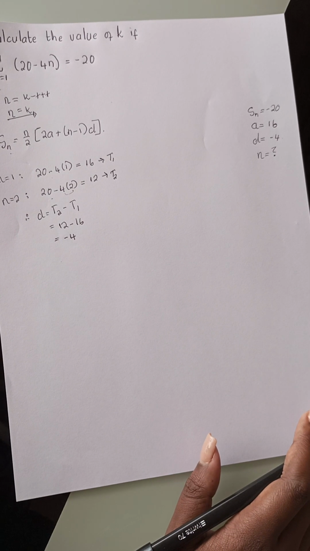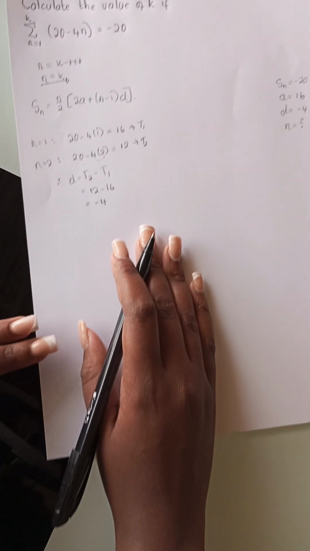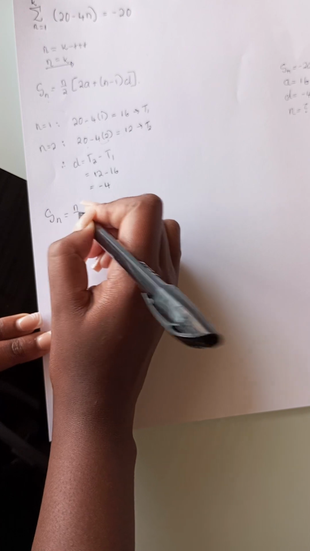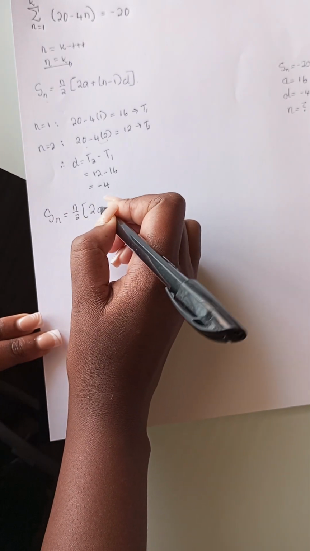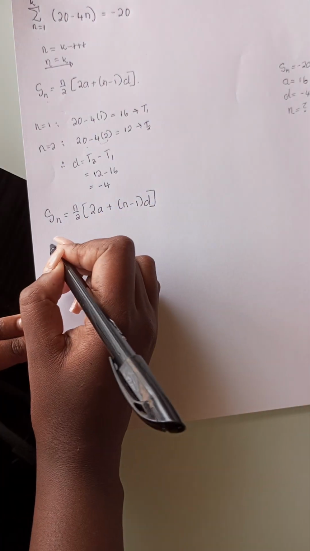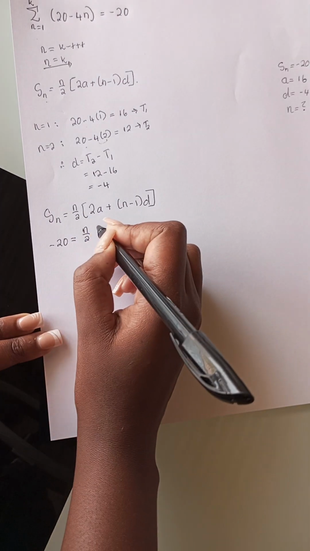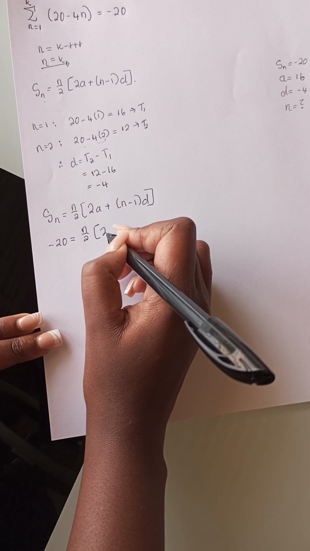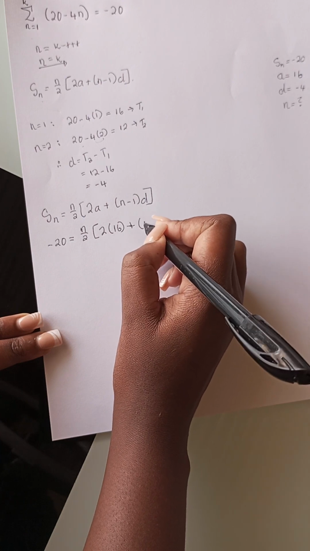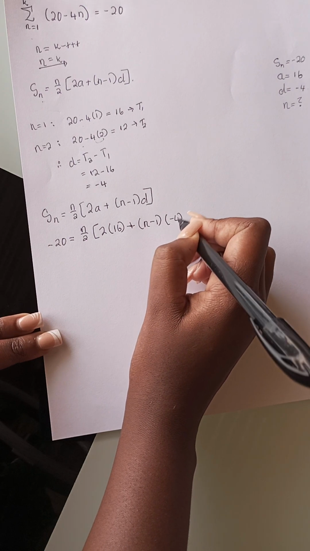So what is left for us to do is to start solving for n. Let's go back to the formula and substitute. Let me write down the formula here. Sn is equal to n over 2 into 2a plus (n minus 1)d. Our Sn is negative 20. Our n is what we are looking for. Then we have our a is 16, and then d is negative 4.